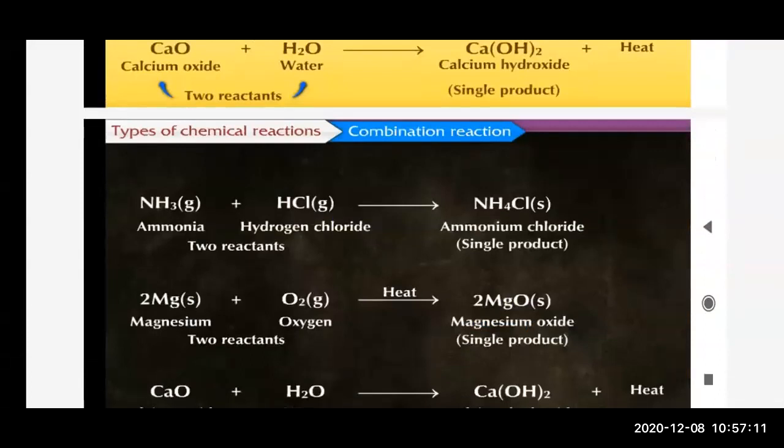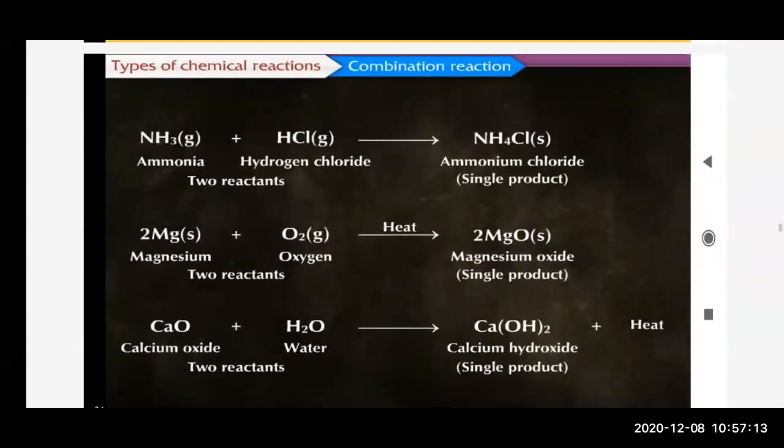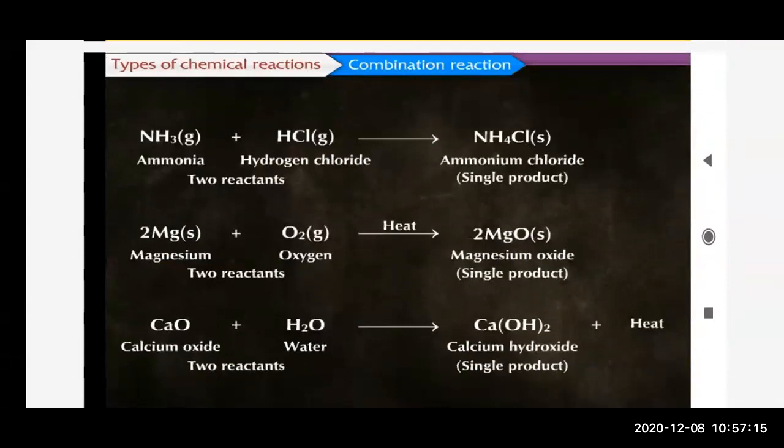Now in the next slide, we have written all the 3 reactions, whatever 3 reactions we have seen in all the 3 activities. Now what was the first reaction? When ammonia and hydrogen chloride gas are reacted together, a single product, that is ammonium chloride, is formed. Then in the second activity, when magnesium is burnt in presence of oxygen, magnesium oxide is formed. And third one, when calcium oxide and water are combined together, calcium hydroxide is formed.